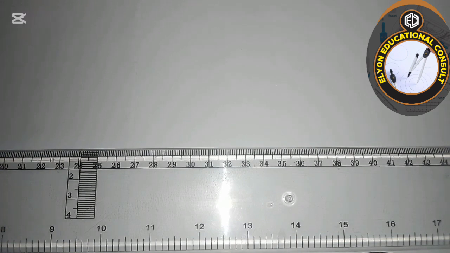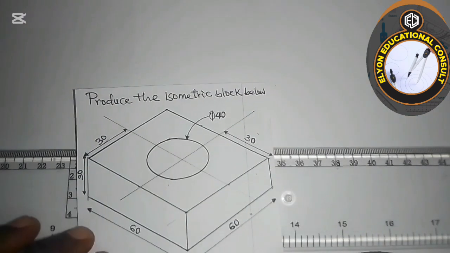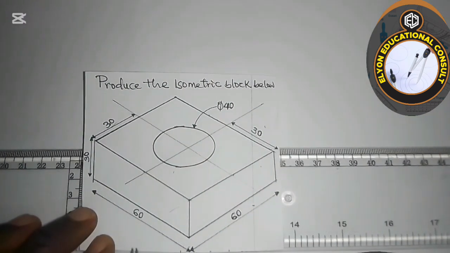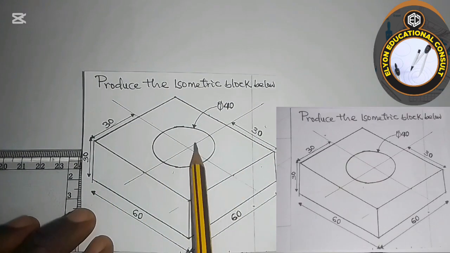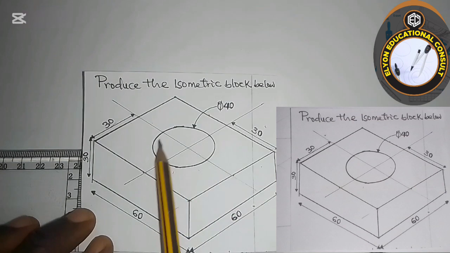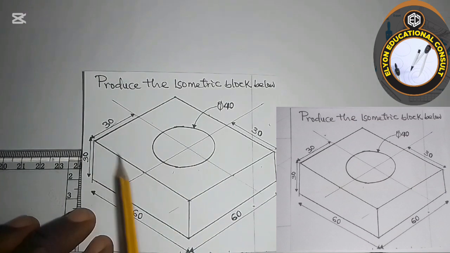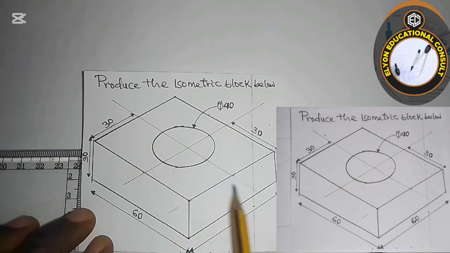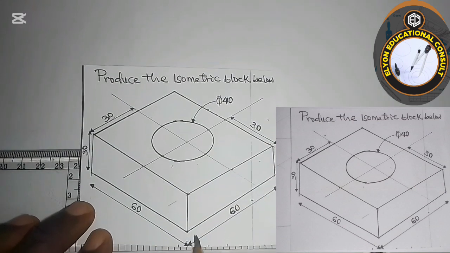In this video today I'll be working on the construction of an isometric block having an isometric circle on it. We have a question like you can see on your screen now. We are told to produce the isometric block below. This is the isometric block with an isometric circle on it. So the first thing we are going to do here is to produce the isometric block. So I'm going to quickly draw the isometric block now with the given dimension as we have here.